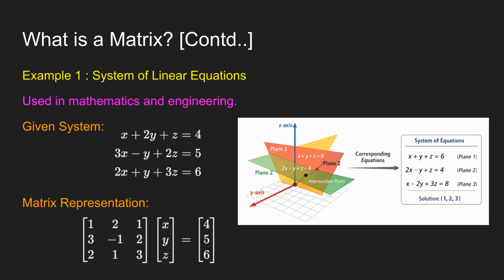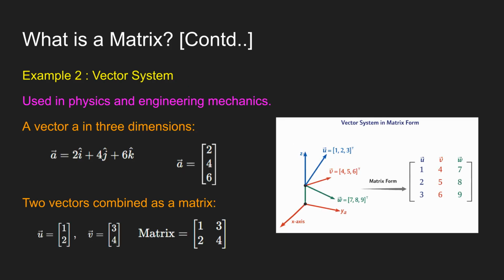One example of a matrix application is in representing systems of linear equations, which is commonly used in mathematics and engineering. The system is converted into a matrix representation for easier solving. Matrices are also vital in representing vector systems in physics and engineering mechanics. Individual vectors can be represented, and multiple vectors can be combined into a single matrix.